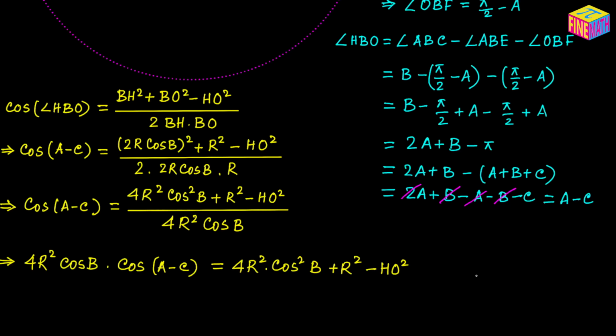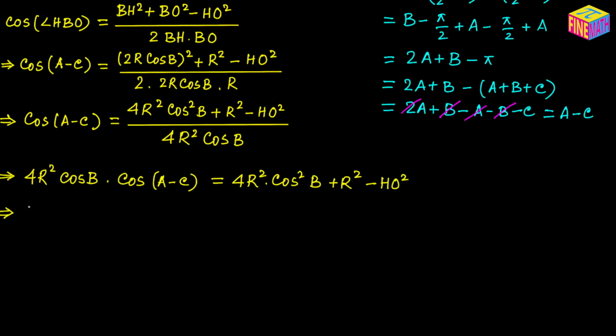And from here I am going to bring the HO squared onto the left hand side, and then everything that is on the left hand side I am going to bring to the right hand side. So then we can write it like this. We can say HO squared is equal to, negative HO squared coming to the left hand side will become positive HO squared. So that will be equal to whatever is on the right hand side. I am going to write that first: 4 times R squared times cosine squared of B plus R squared, and then the quantity from the left hand side will come to the right hand side, so that will become negative 4 times R squared times cosine of B times cosine of A minus C.